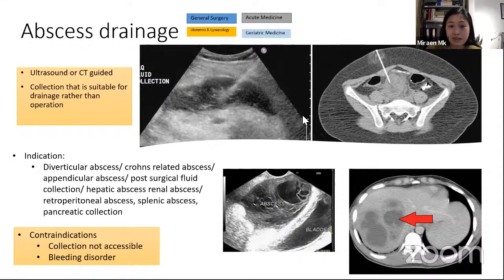An abscess can collect anywhere, so most commonly secondary to diverticulitis or any Crohn's or IBD type disease. It could also be post-op surgical fluid collection, but also very useful is retroperitoneal abscesses, so easy access for us, more difficult surgically.